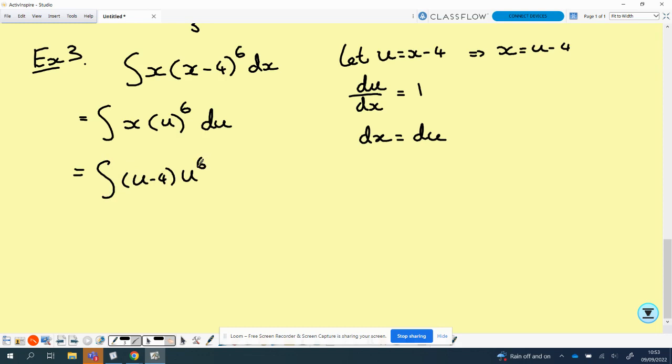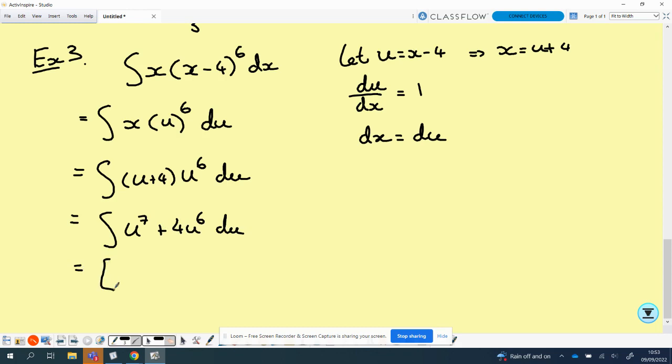That's going to multiply u to the power 6 du plus 4. Sorry, I've written that as a negative 4. That should be plus 4, because noticed there, plus 4. Okay. Multiply my brackets out, so that's going to be u to the power 7 plus 4 u to the power 6 du.